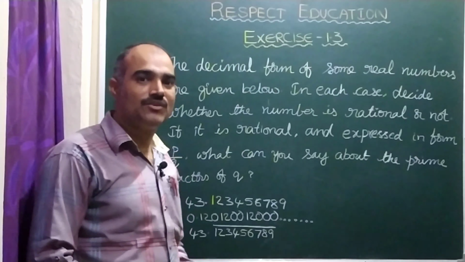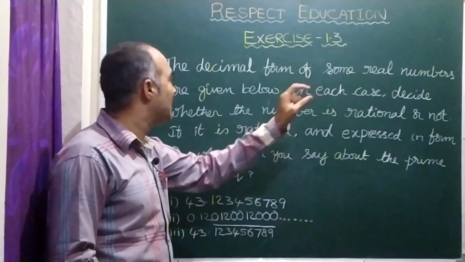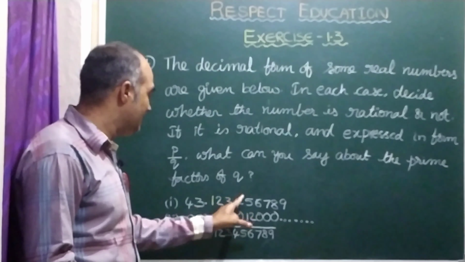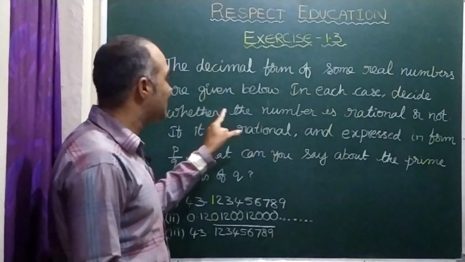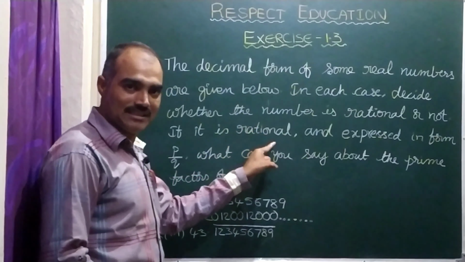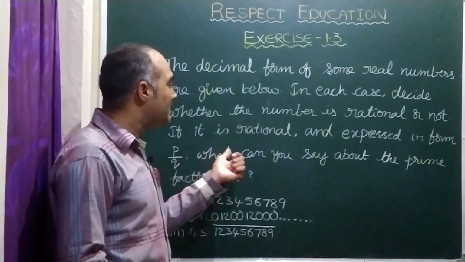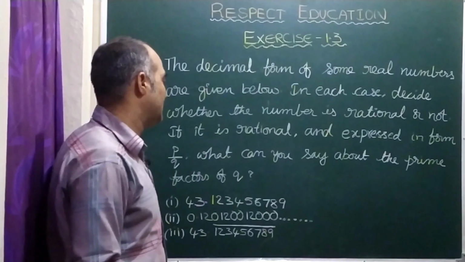Now let us see the next question, that is the fourth one. The decimal forms of some real numbers are given below. Here 3 bits are given, children, each one is a real number. In each case decide whether the given number is rational or not. If it is rational and expressed in the form of p by q, what can you say about the prime factors of q? Let us answer these.